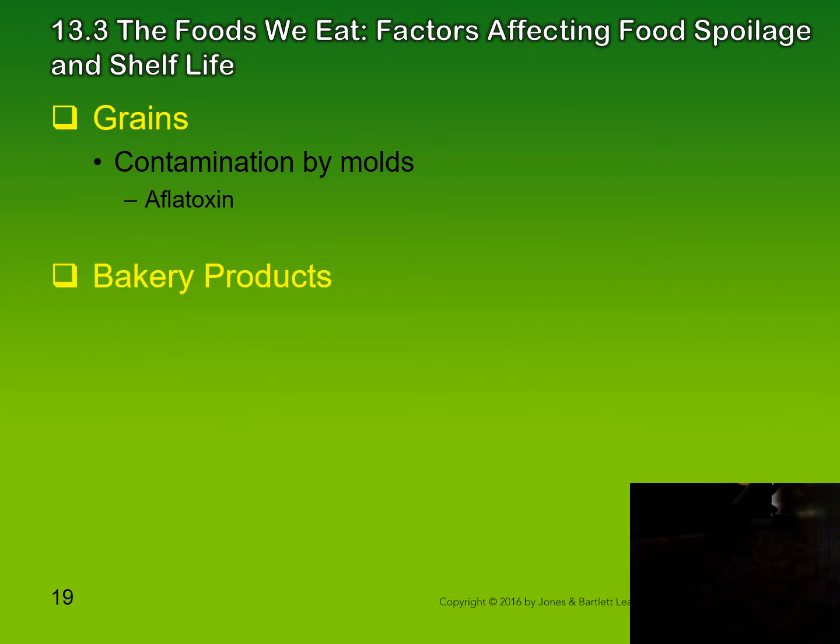Aflatoxin is a human carcinogen. It will cause liver cancer, and there's a mold that can grow in with the grains. Not very common in this country, but in other parts of the world it is common. And again, the toxin is just totally deadly because it does cause cancer.